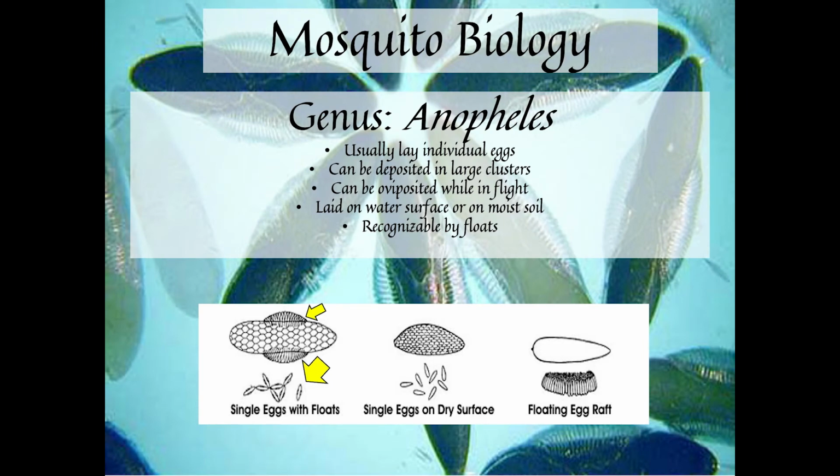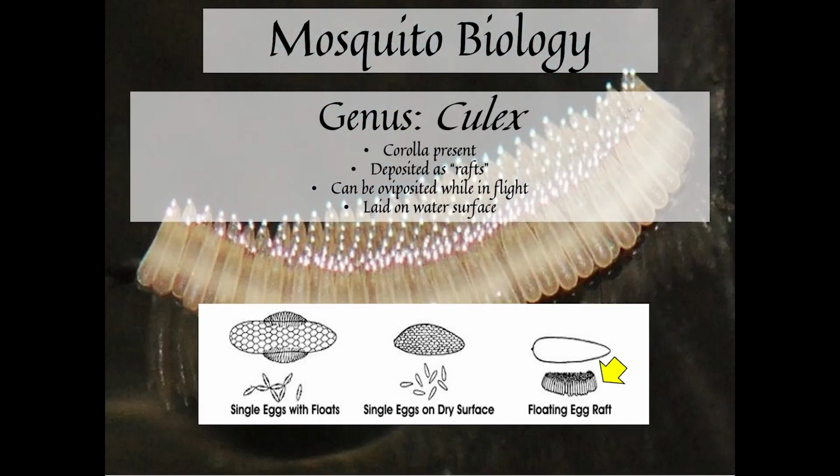Anopheles mosquito eggs, while laid singularly, have attached floats which help distinguish them from the Aedes species eggs, which are also laid singularly. The presence of the floats also means that eggs are often laid on the water surface or on moist soil. Very rarely, if at all, will you ever find any laid on a dried surface. If so, it's oftentimes considered a mistake. Finally, Culex eggs are highly recognizable because they are clustered in rafts where eggs are glued together and then laid on the surface of water.